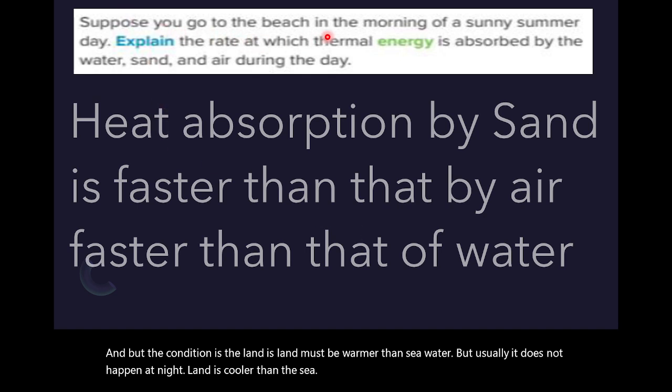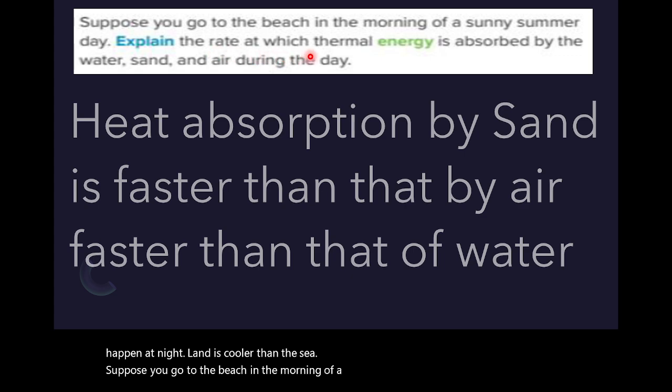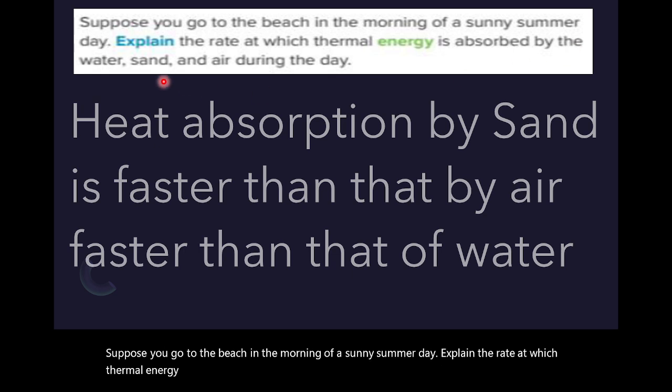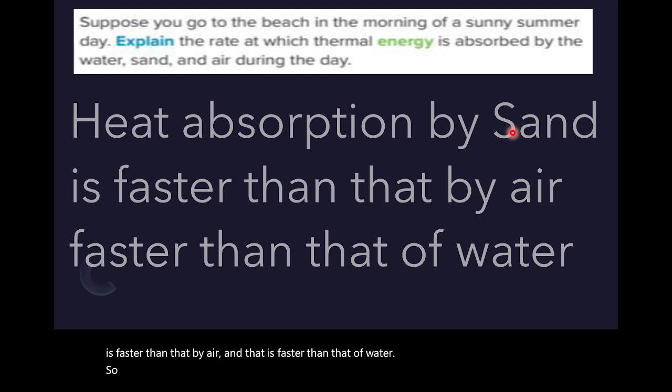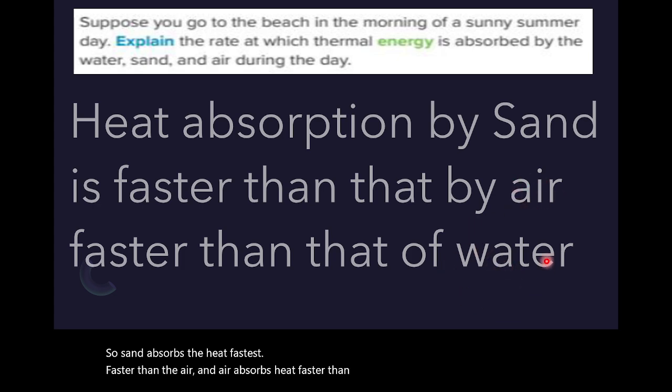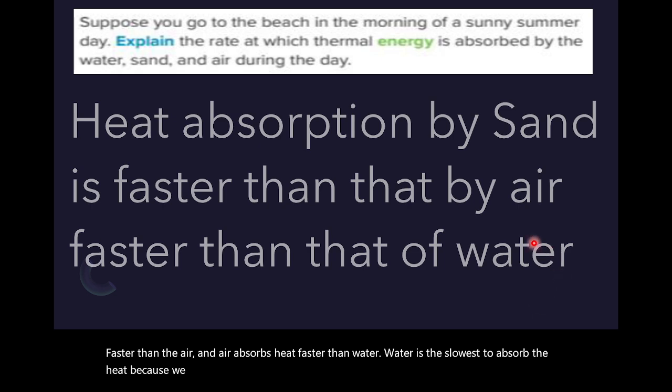Suppose you go to the beach in the morning of a sunny summer day. Explain the rate at which thermal energy is absorbed by the water, sand, and air during the day. Heat absorption by sand is faster than that by air, and that is faster than that of water. Water is the slowest to absorb heat, because we discussed before that water has high specific heat.